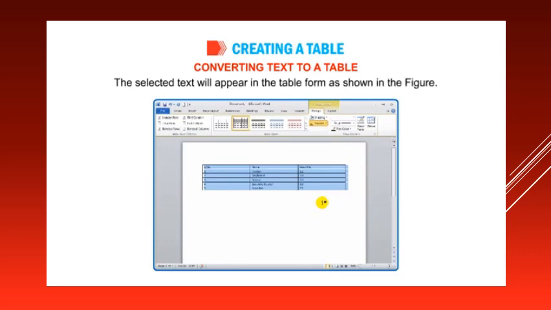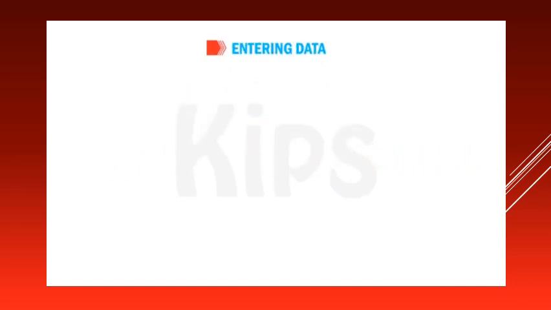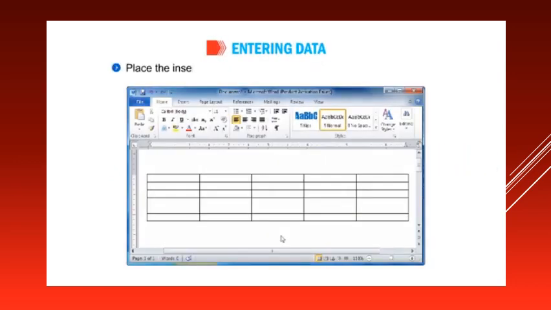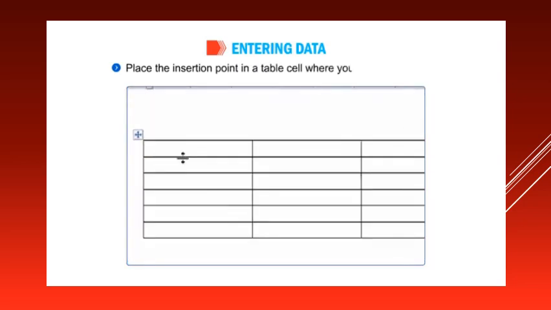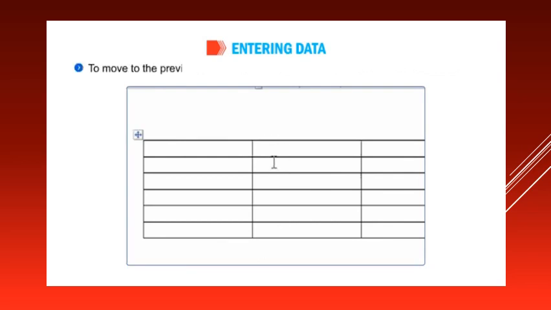Now let us learn how to enter data in a table. Place the insertion point in a table cell where you want to type data. To move to the next adjoining cell, press either the tab key or the right arrow key. To move to the previous cell, press either the shift plus tab key or the left arrow key. Enter the data as given in the table.